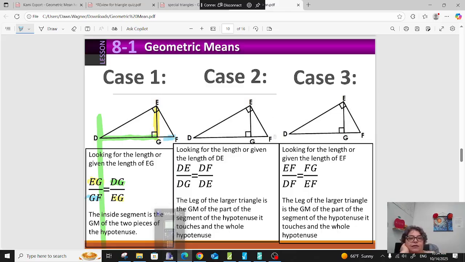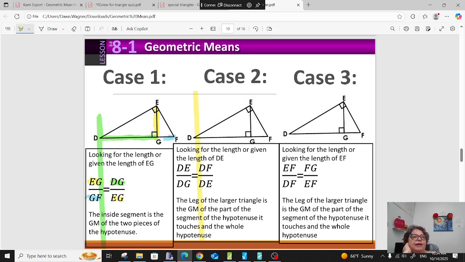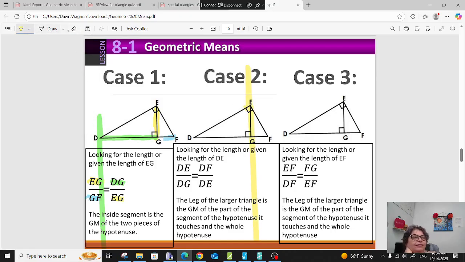Let's look. Now we're going to color code this next one. So which would I call the geometric mean on this next one? Which one do you see up and down? DE, right? Do you see DE twice in this? Yes. That's your geometric mean. I don't know why it keeps doing this. So DE would be here. And you see DE here, and you see DE here.